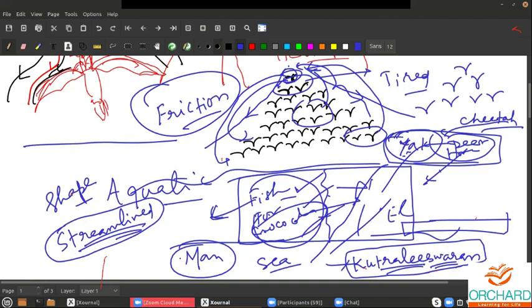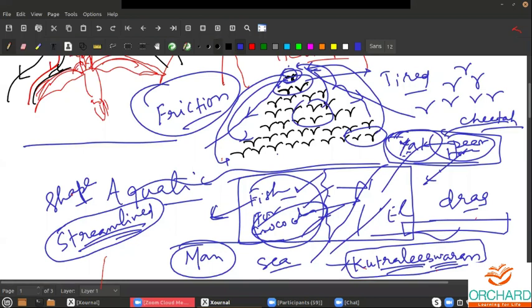So how do these animals and birds respond to fluid friction? Normally, birds don't travel through water. They travel only through air. They overcome the fluid friction, namely air friction, by taking turns. While they are migrating from one place to another, migration means not 20 or 30 kilometers. They will be crossing thousands of kilometers.